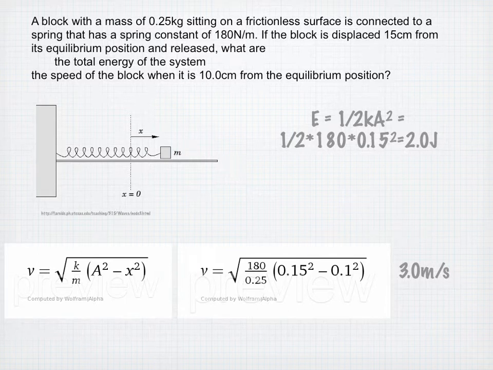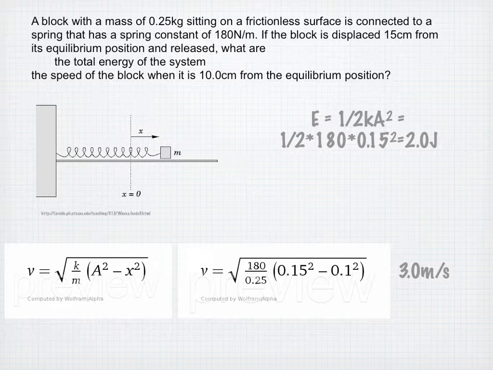Question 4. A block with a mass of 0.25 kilograms is sitting on a frictionless surface and is connected to a spring that has a spring constant of 180 newtons per meter. If the block is displaced 15 centimeters from its equilibrium position and released, what are the total energy of the system and the speed of the block when it is 10 centimeters from the equilibrium position?